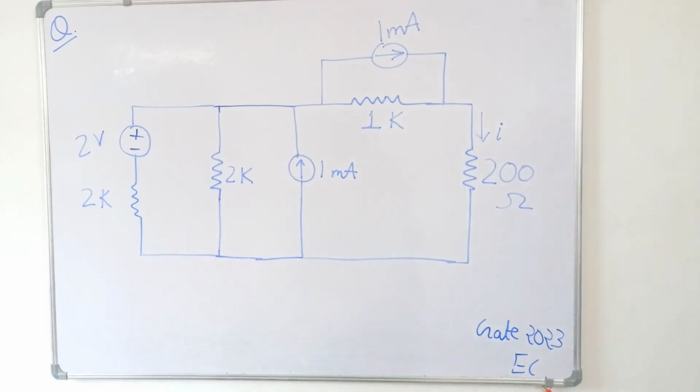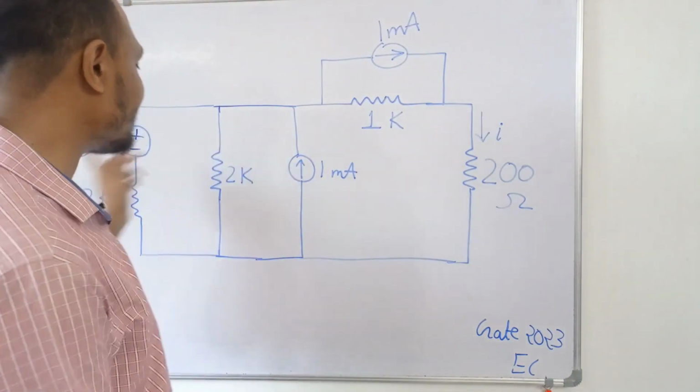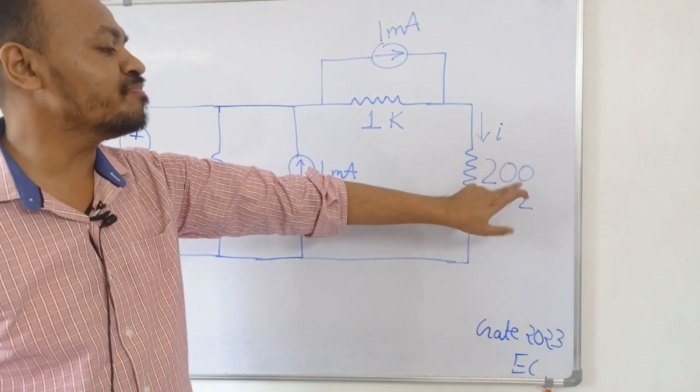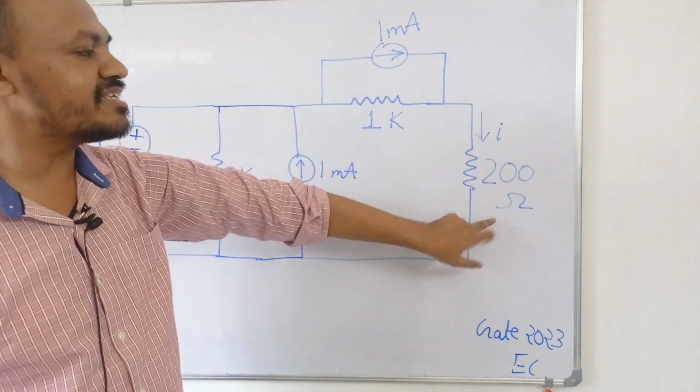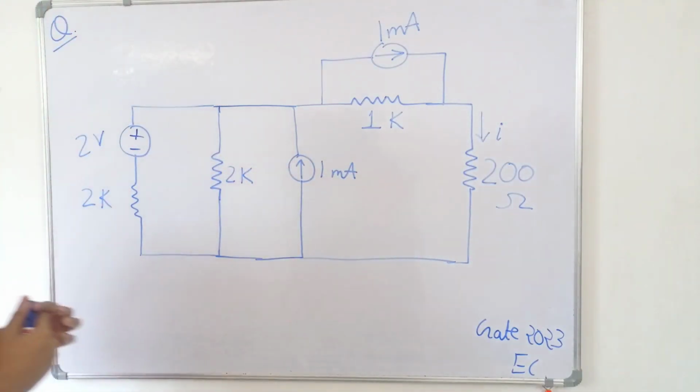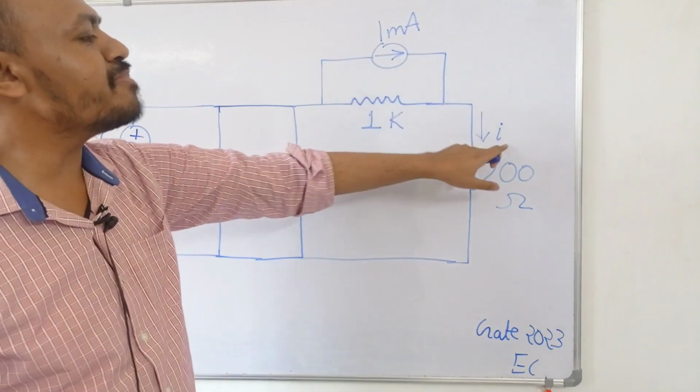This is the question from GATE 2023 from electronics branch. A network is given to us and it says that through the 200 ohm resistance the current is I. We have to find the value of this current I. This current is 1 milliampere, this current is I.